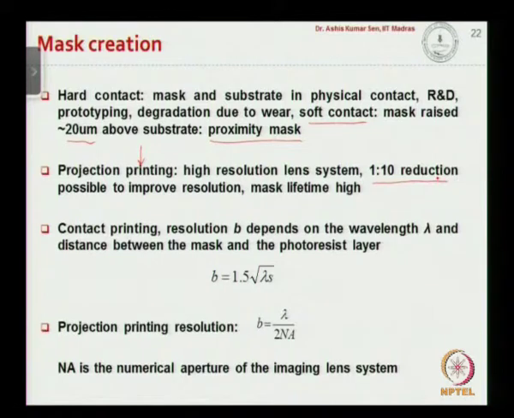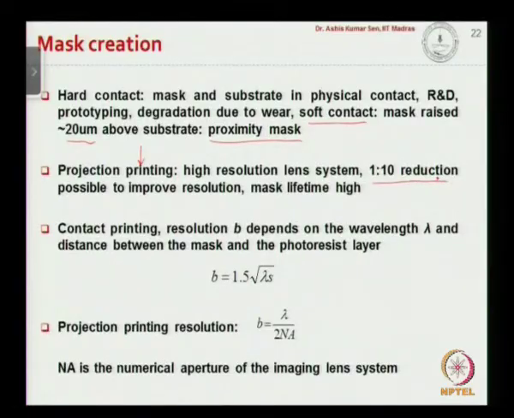For example, if you want to create a feature which is 1 micron in size on the substrate, we can create a mask that has a line width of about 10 micron, and still we will be able to do that using the lens system that will provide 1:10 reduction. So 10 micron on the mask will appear as 1 micron on the feature. And in this case, since we are not talking about physical contact between the mask and the substrate, the lifetime of the mask will be very good.